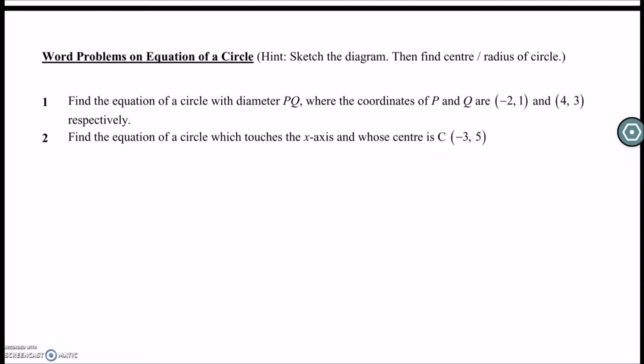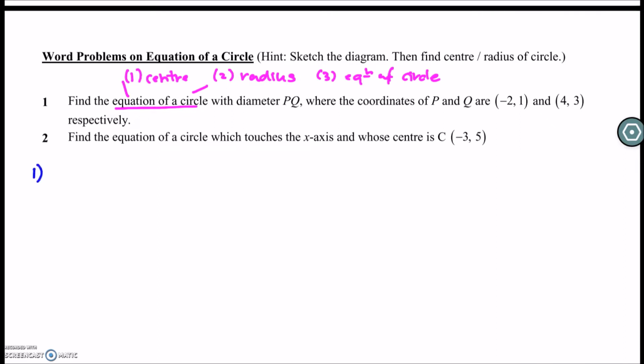So the first thing is to ensure that we find the center and the radius of the circle before we can find the equation of circle. So to start off the question, even before we can find center and radius of the circle, it will be good to sketch the diagram.